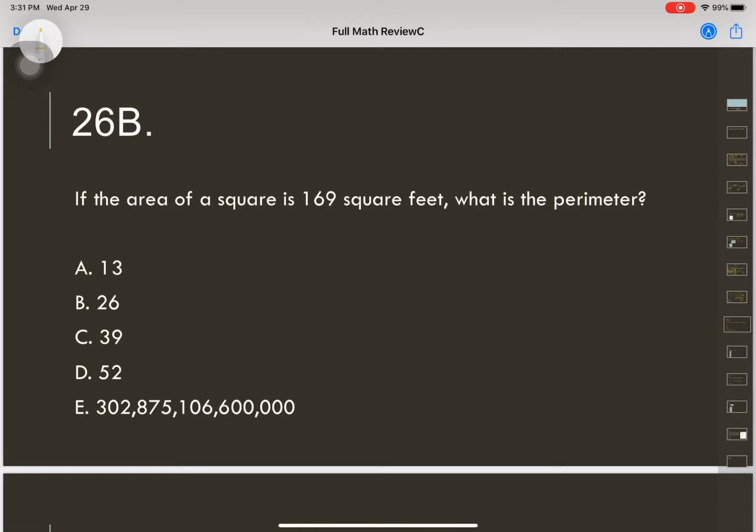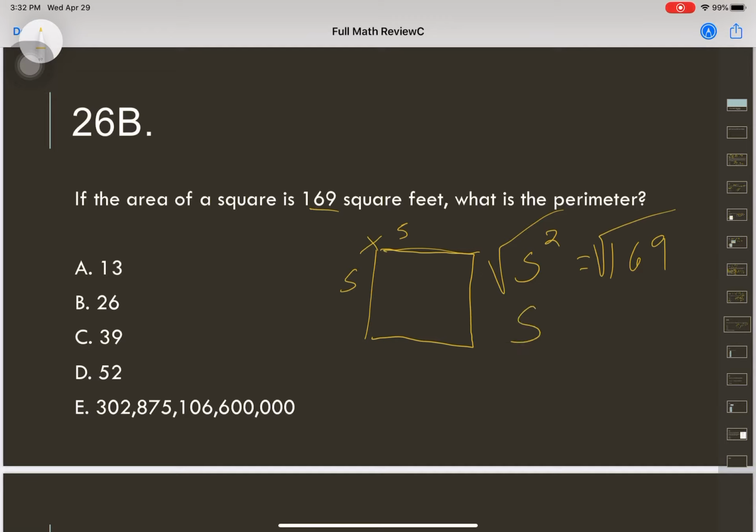If the area of a square, similar type question, that's why I put these together. If the area of a square is 169, that means this side and this side multiplied together is going to give you 169. And since it's a square, side squared, or side times side, would give you 169. So to get the length, you take the square root. The square root of 169 is 13. So 13 is one side.